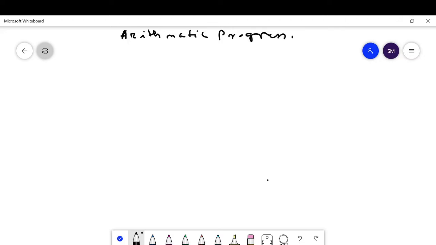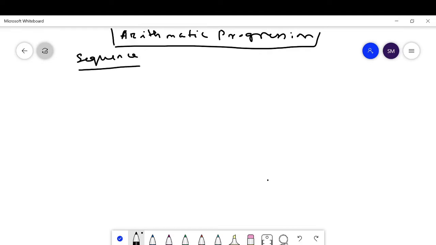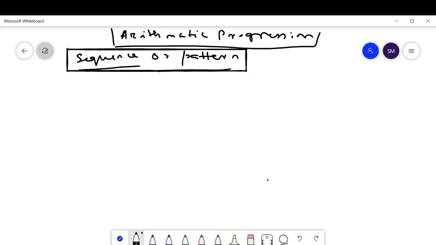Arithmetic progressions. What do you mean by sequence? Sequence or pattern. You know very well what a sequence or pattern is. It means writing numbers in some particular pattern. A sequence is an arrangement of numbers in a definite order according to some rule.